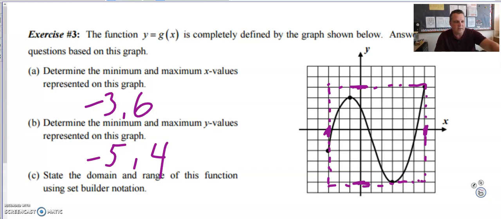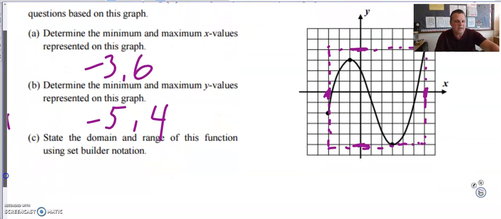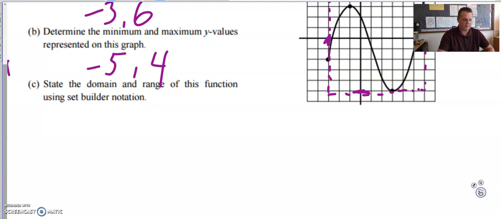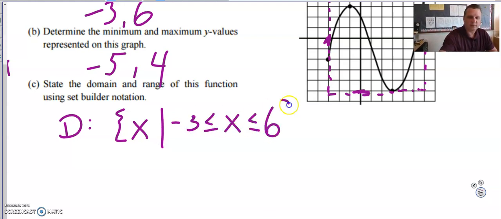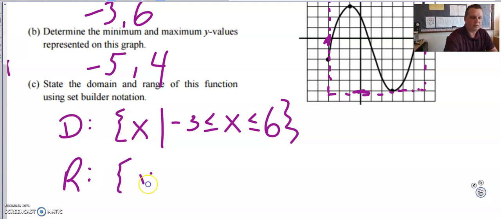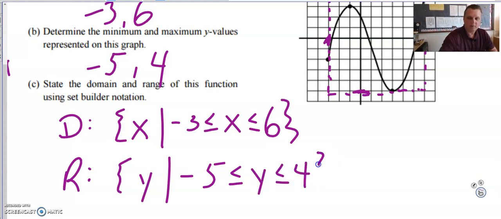Now, we want to state the domain and range of this function using set builder notation. It's very key that you identify which is which. So we have the domain. Set builder notation says x such that negative 3 is less than or equal to x, less than or equal to 6. That just means that x is going to be between negative 3 and 6. For your range, it is your y value such that the smallest is negative 5, less than or equal to y, less than or equal to 4.